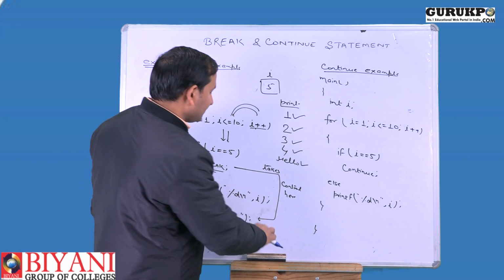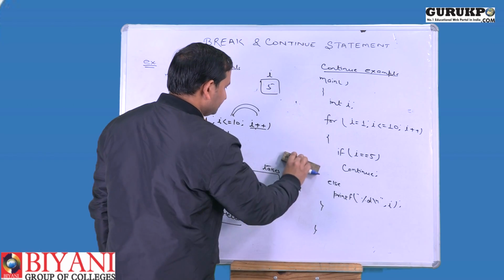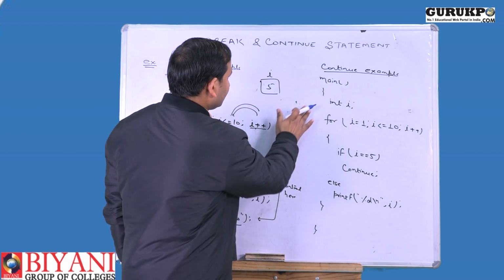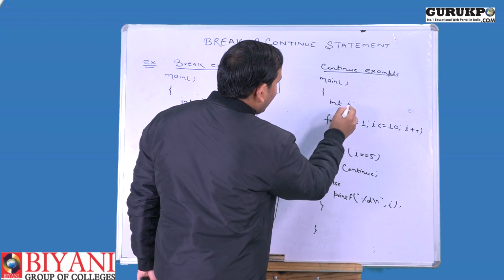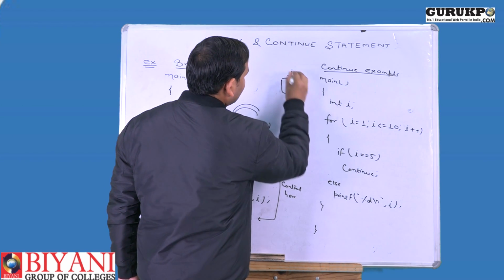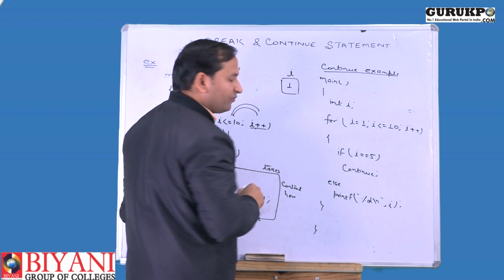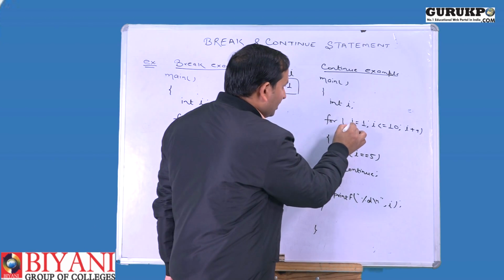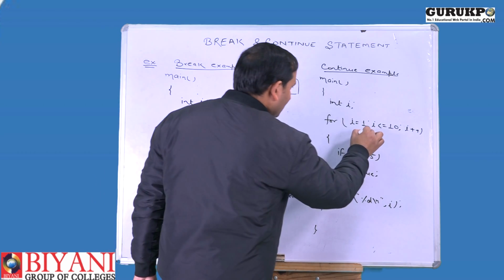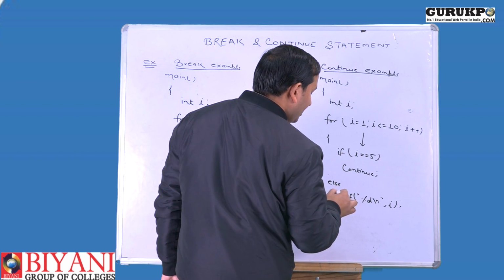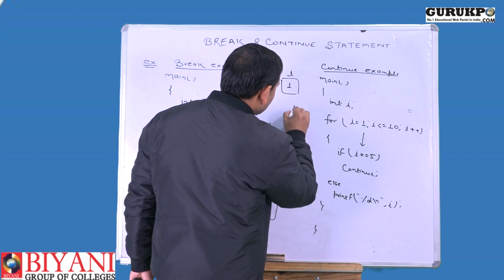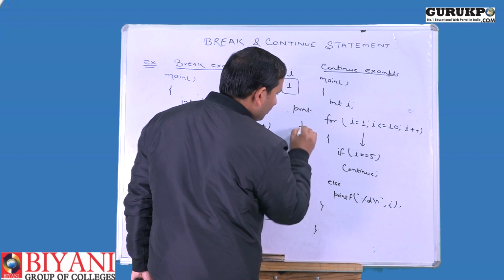Now we are taking the second kind of example, of the continue statement. Here we have an I variable. Initially I is assigned 1, the value of I is 1. There is a for loop, 1 is less than or equal to 10, the condition is satisfied, control enters inside the for loop. If 1 equal to 5, the condition is false, so control goes to the else part, print I. So by the print statement, it prints value 1.